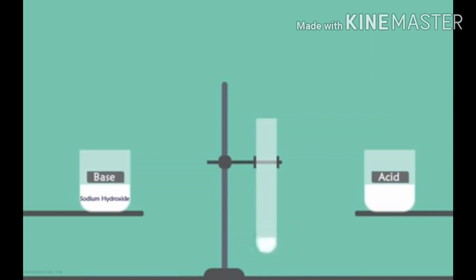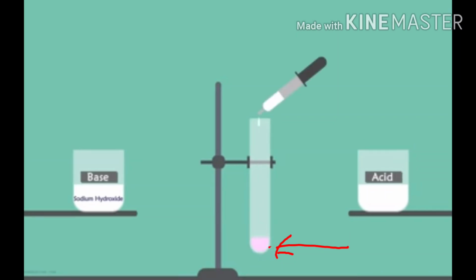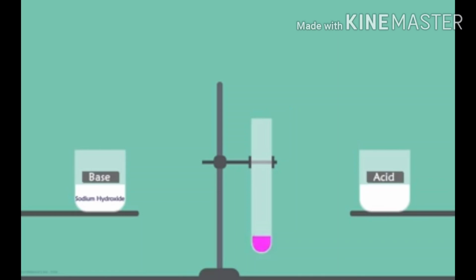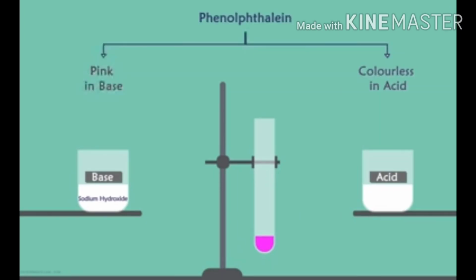We take a test tube and add about 2 milliliters of dilute NaOH, that is sodium hydroxide solution, which is a base. To this we add 2 drops of phenolphthalein solution. Now observe the color of the solution. We see the color becomes pink. You may recall a base turns pink when phenolphthalein is added to it, while in acid it remains colorless.